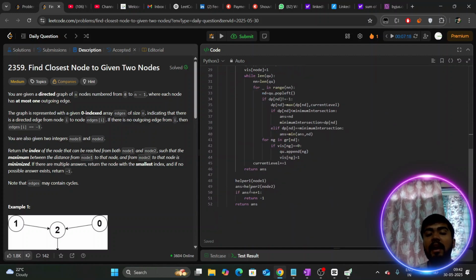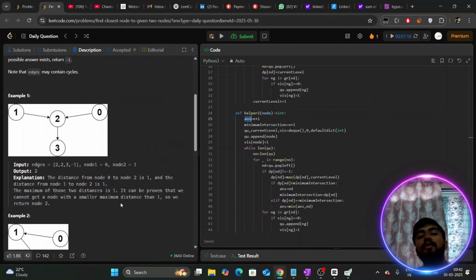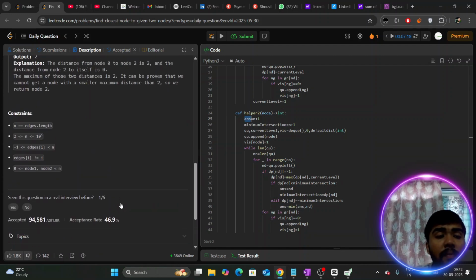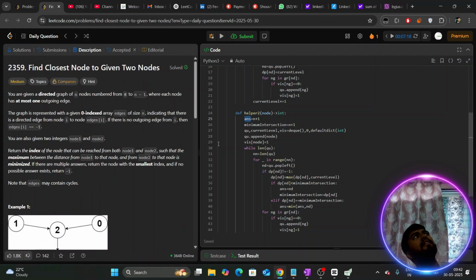Same call, I have made helper 2 with node 2. Same things I have done, same things that we just saw in our explanation. I have made a helper 2 call with node 2, and I am storing my answer as n plus 1. So what is the maximum distance two nodes can have? What is the maximum value the answer can have? My nodes are in the range 0 to n, so I have initialized an invalid value.